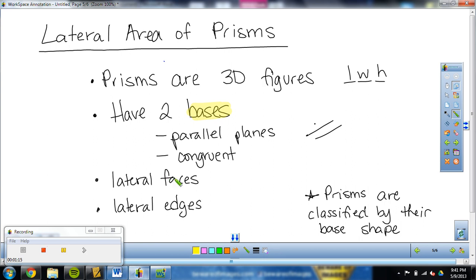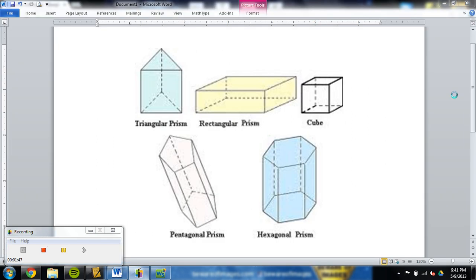Prisms also have something called faces, which in geometry we're going to specifically call a lateral face. And the lateral faces are different than bases. And then lateral edges, which will just be edges, but again in geometry we call that a lateral edge. And then we see over here the side note. The different names for prisms are classified by the shape of their base. So we're going to look at a few examples of prisms and see what those different bases might look like.